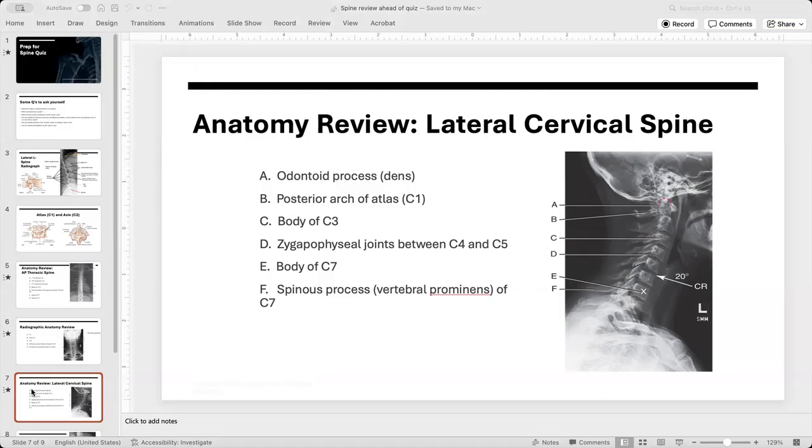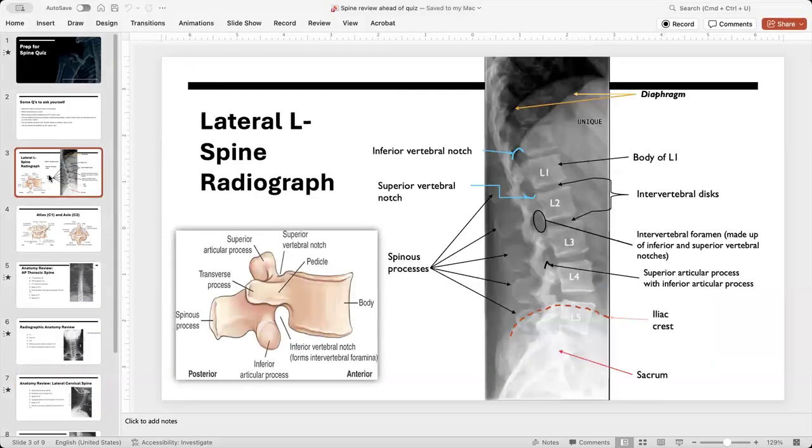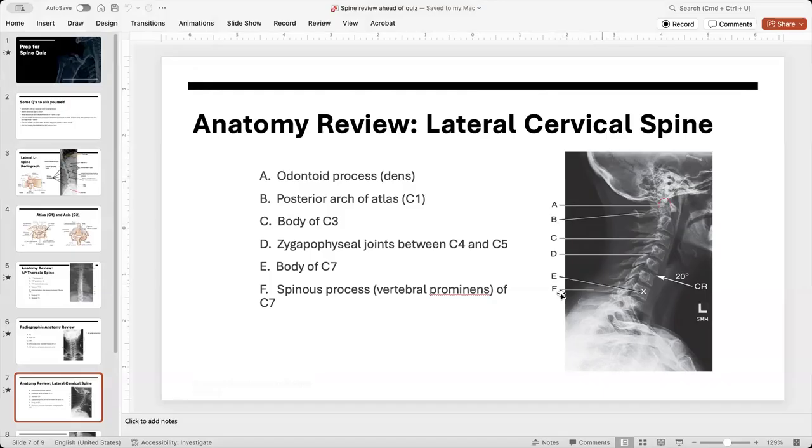For example, real fast, you cannot see Z joints on a lateral L spine, but you can on a lateral C spine. And you'll learn more about that and pay more attention to it in positioning next semester. But for now, we're just trying to label. So anywhere we see that kind of joint between superior and inferior articular facets, that's a Z joint. That's what I'm highlighting right now. Zygapophyseal joints.